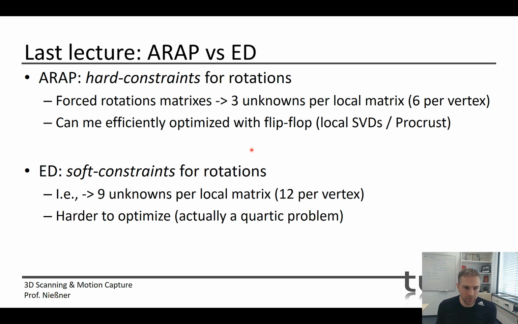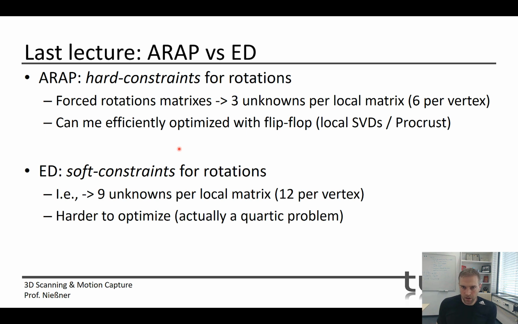Okay, embedded deformations, similar idea, except that now we have soft constraints for rotations. We have 9 unknowns per local matrix. So we have 9 for the matrix, 3 for the translation, which sums up to 12 unknowns per vertex. It's a little bit harder to optimize. There's no such nice alternating scheme. It's a little bit more annoying to solve, but in practice, it allows a little bit more flexibility. So it depends a little bit on what kind of deformations you want to encourage and what behavior you want to have.